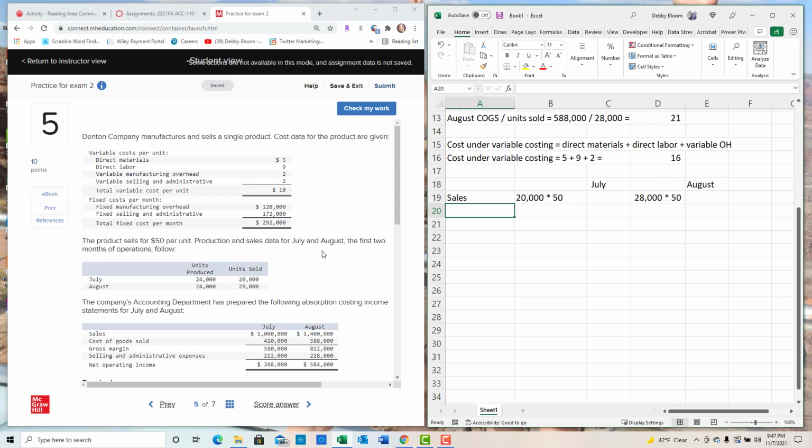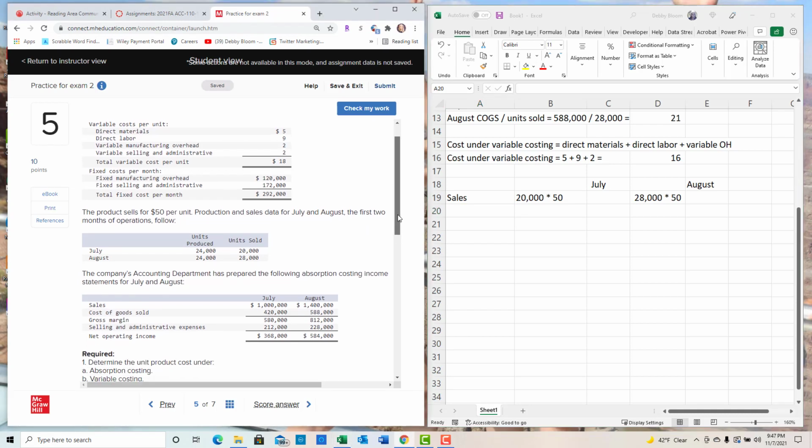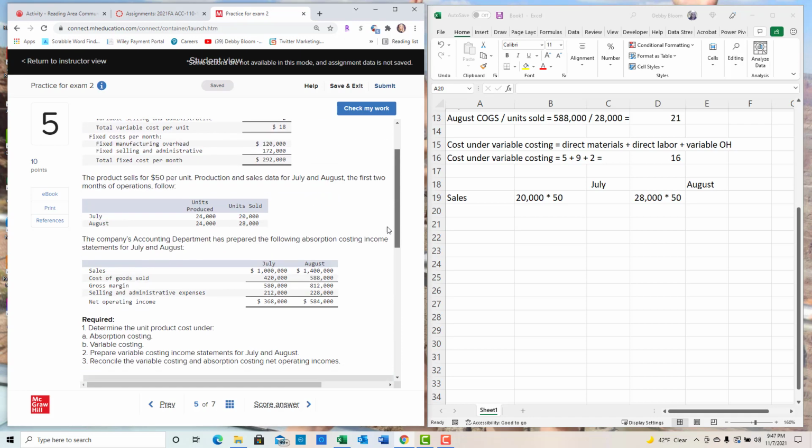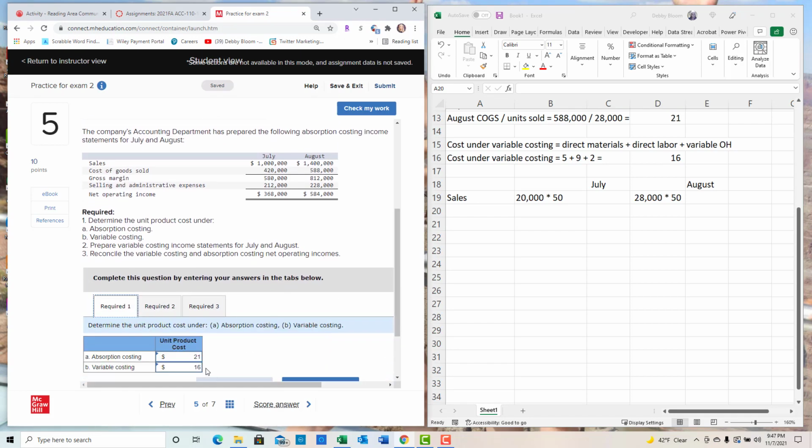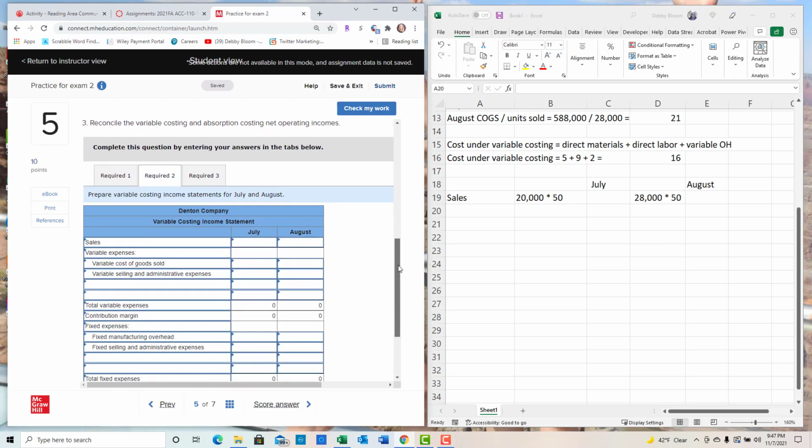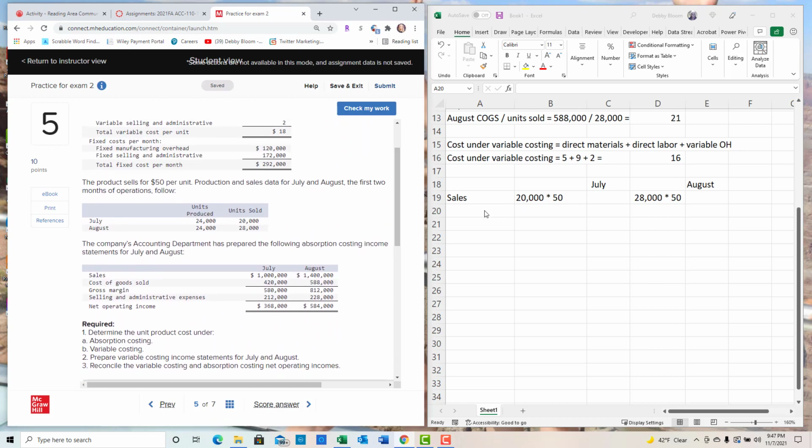After our sales, we want to subtract our variable cost of goods sold. So notice down here, in requirement number 1, we already calculated under variable costing our unit product cost is $16 per unit. So we're going to use that to calculate our variable cost of goods sold. In July, we sold 20,000 units, and our variable cost of goods sold is 16. In August, we sold 28,000 units, and our variable cost of goods sold is 16.